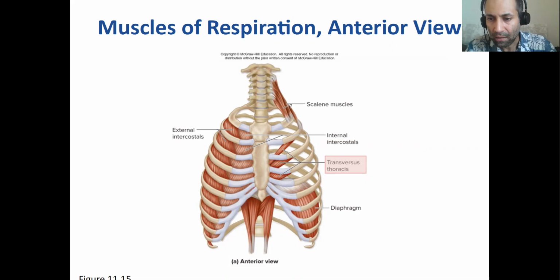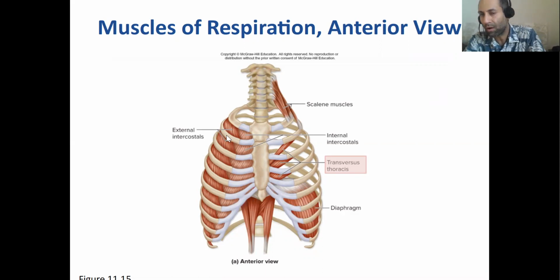So when it goes back to its original position, when it resumes its dome shape or moves up, that decreases your chest cavity, increases your intrathoracic pressure, the air moves out, right? So diaphragm is both a chief respiratory muscle for both inspiration and expiration. Okay, let's move on to these external intercostals.